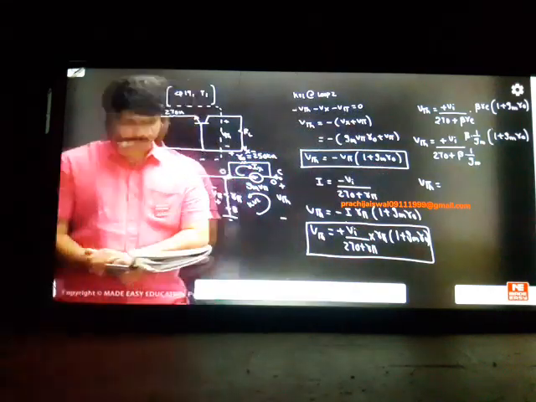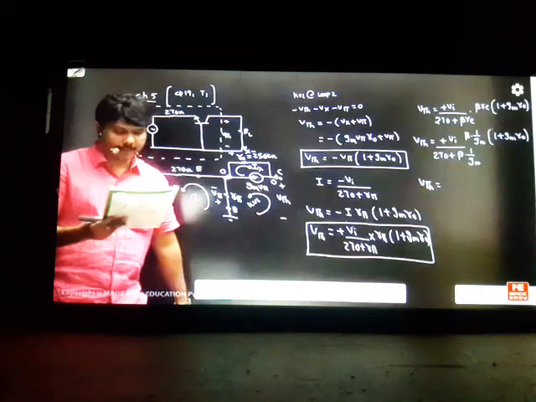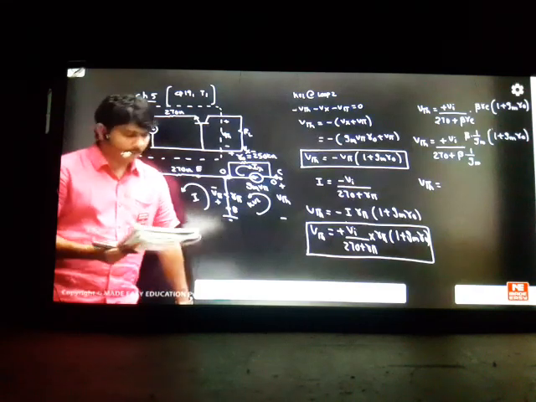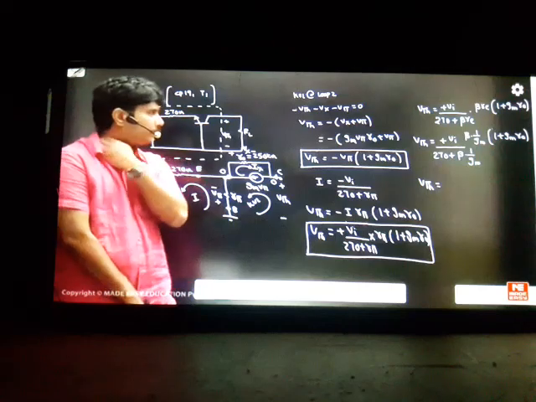So please try to solve this problem. How much answer are you expecting for this calculation? Beta given in the problem is 100. Gm is 2 millisiemens. R naught is given as 250 kilo ohms. Everything is there in the data. So just calculate one time and see how much answer is coming for this.